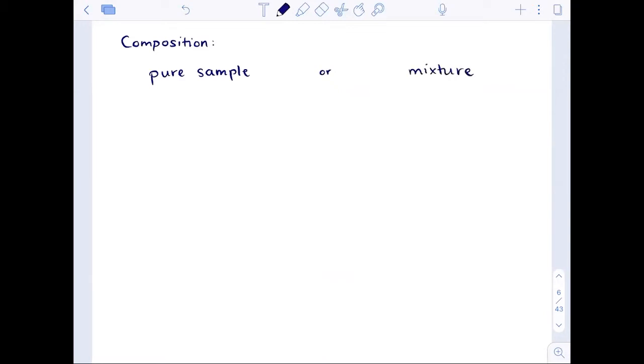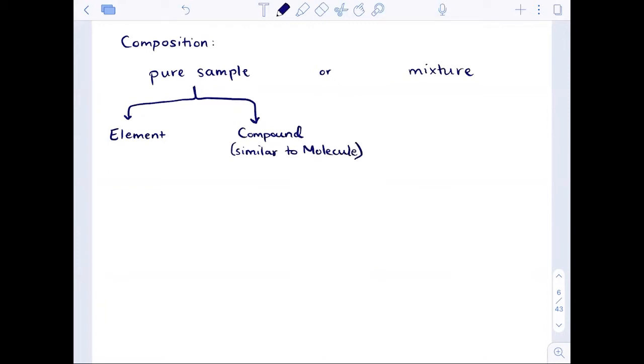Now, a pure sample can have a couple of different definitions. We're going to talk about 2 main ones. A pure sample being an element, or it can be a compound. Compound and molecule are very similar. We're going to call them the same right now, so you can interchange those. Once we get into the type of bonding that we'll see in chapter 3 and 4, that's when we'll get to have something more specific.